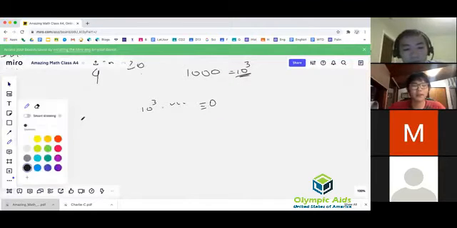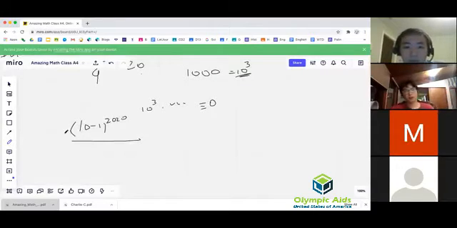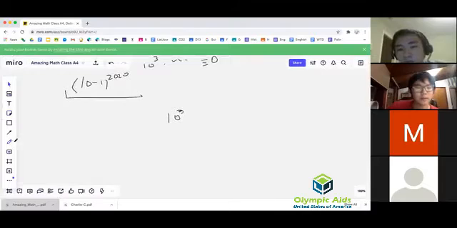So we can write this as (10 minus 1) to the 2020. You'll notice that if you expand this out, the first 2017 or so terms will all have a 10 cubed in them, so you don't care about those terms. You only care about the last 3 terms. If we look at the last 3 terms, you get 10 squared times 2020 choose 2.